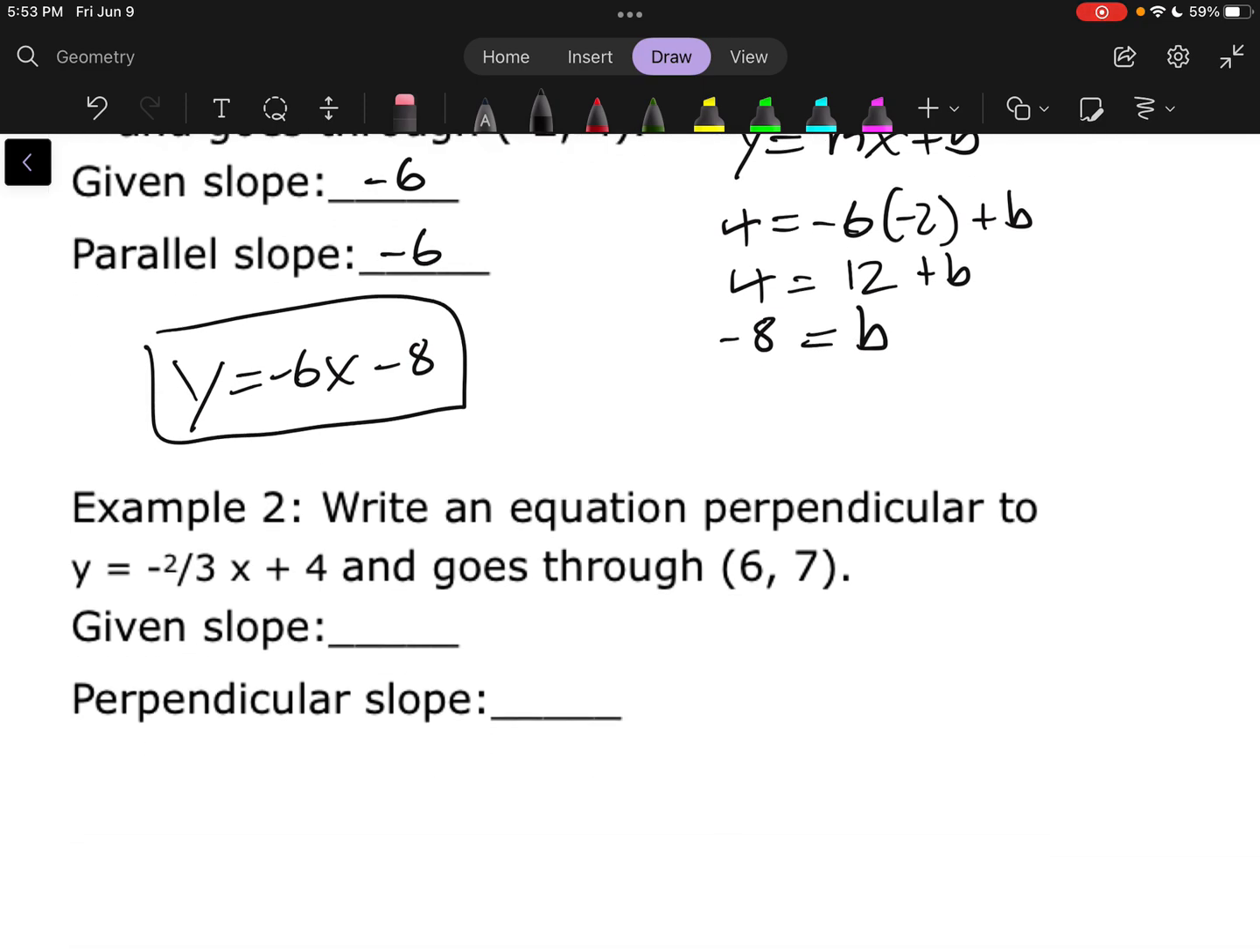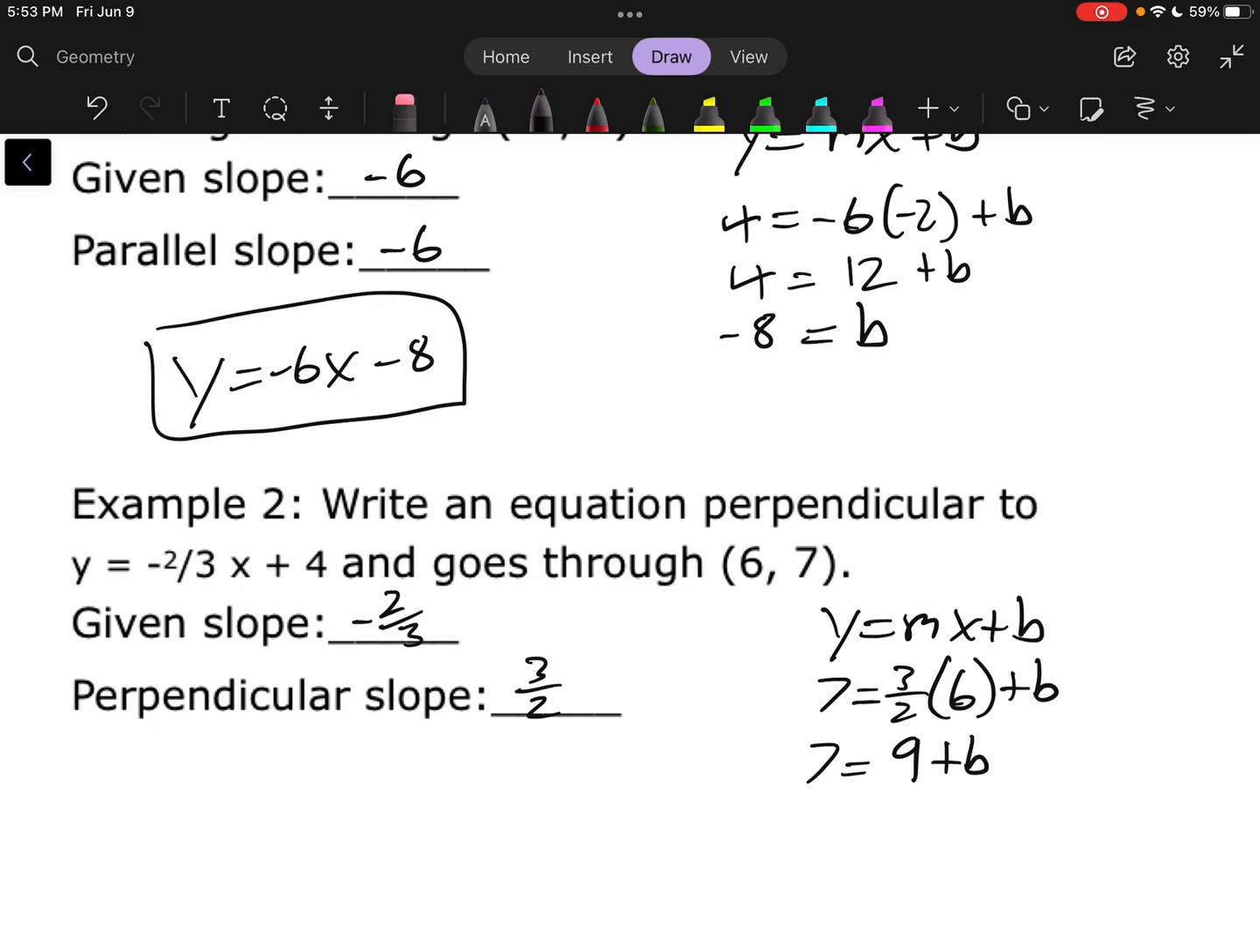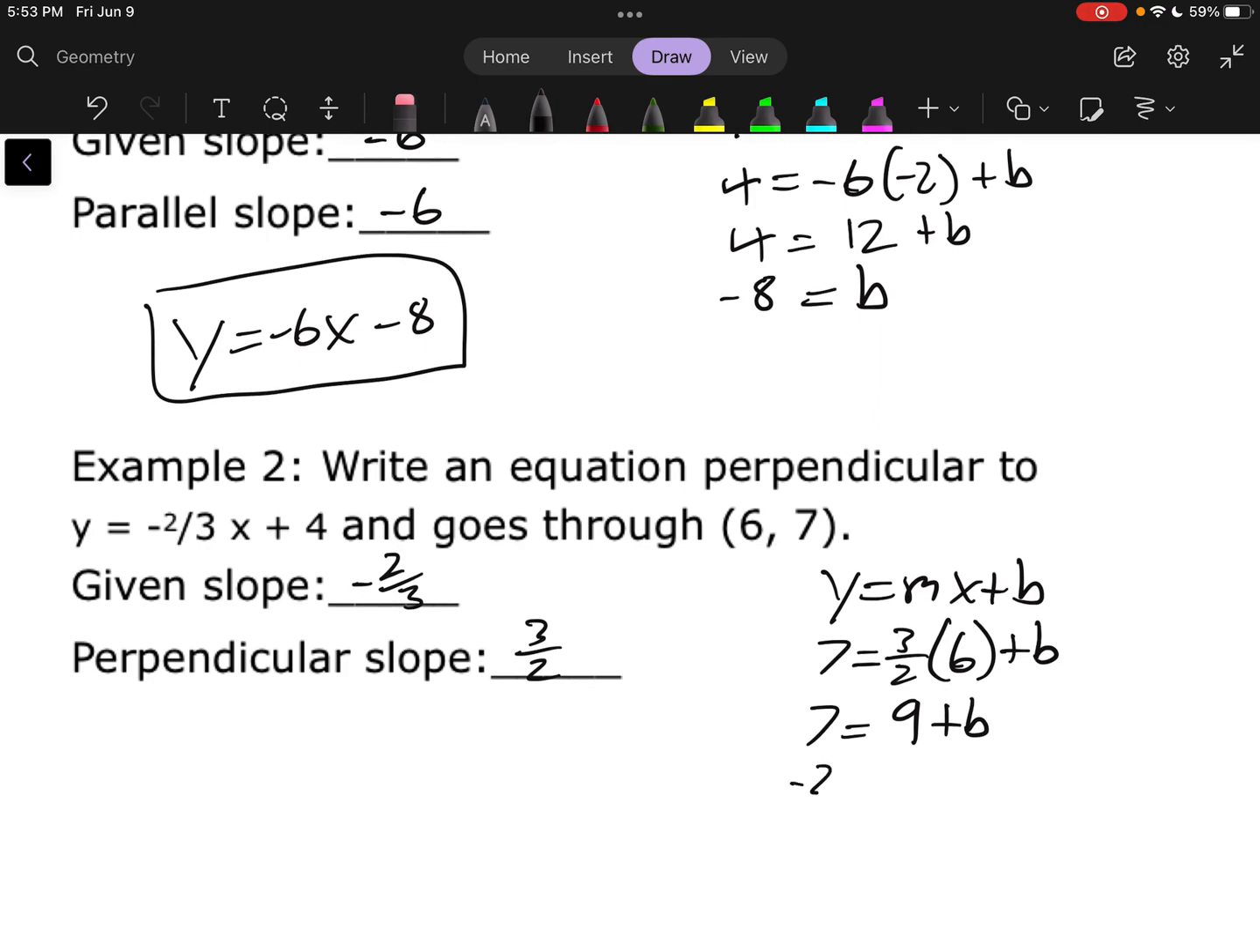For example 2, we want to be perpendicular to y equals -2 over 3x plus 4. The given slope is -2 over 3, so perpendicular would be positive 3 over 2. So y equals mx plus b. That should be 7 is equal to 3 over 2 times 6 plus b. That's 7 is equal to 9 plus b. Subtracting the 9 gives me -2 for my b, so this should be y equals 3 over 2x minus 2.